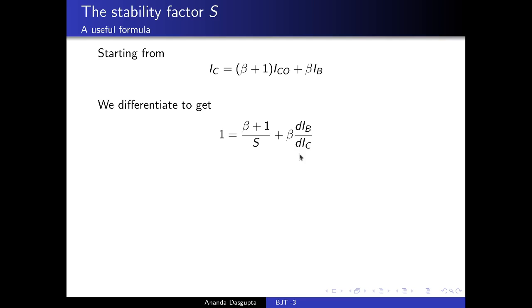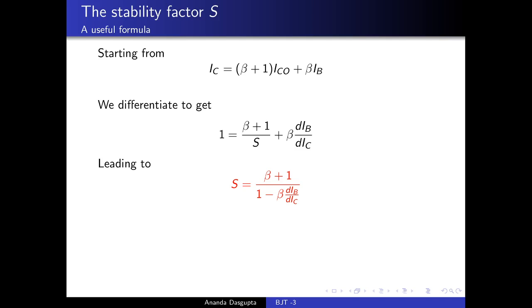This formula will tell you that dIB/dIC and S are related to each other. Simply by this formula, you can just manipulate it by moving the beta dIB/dIC to this side and then dividing by it. So S is just given by this quantity. This is the useful formula that I am talking about.